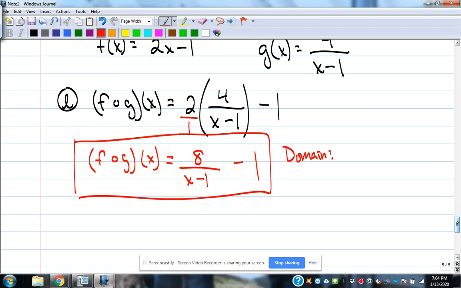What's the red flag that shows up? The fraction with the x in the denominator. So how do I take care of the domain for that? Set x minus 1 equal to 0. So x cannot be positive 1. So my domain is from negative infinity up to 1. Skip the 1. And then go on to positive infinity.